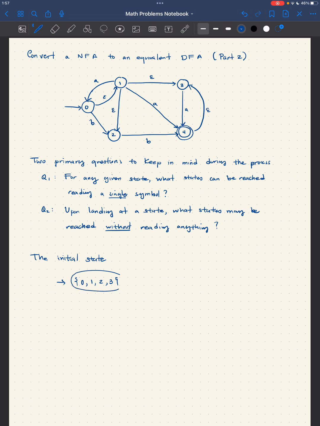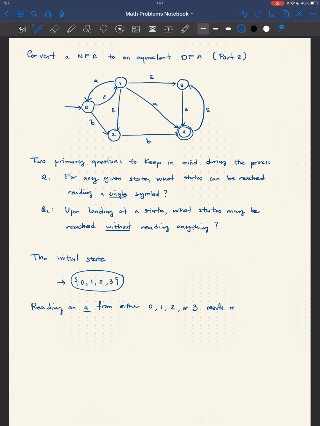And then I'm going to ask a question. Now I can actually read something, so I'll start by reading an A. And I'll put this in writing so that it's a little bit easier for us to follow. So, reading an A from either 0, 1, 2, or 3 results in this.